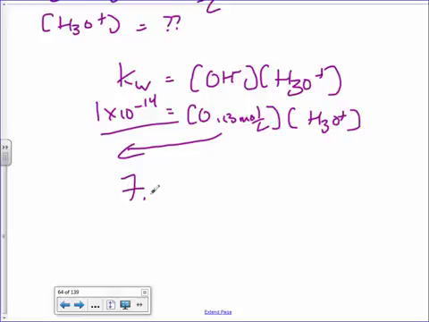I got this: 7.6923 times 10 to the minus 14.